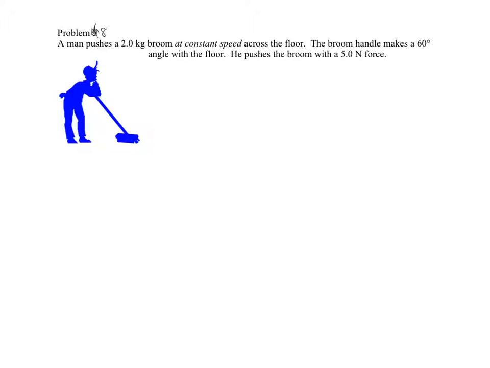A man pushes a 2-kilogram broom at a constant speed across the floor. Okay, and I'm also going to assume constant direction. Which makes the situation constant velocity, which is 0 acceleration. It says the broom handle makes a 60-degree angle with the floor, so that's that angle there. He pushes the broom with a 5 Newton force.